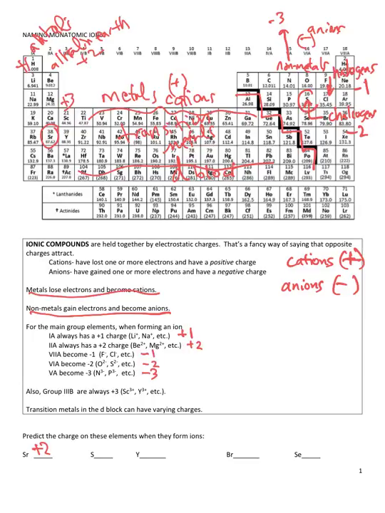Sulfur, element number 16, is a chalcogen. It's a nonmetal. It always gets a -2 charge. Yttrium, element 39, is in group 3B. It's a metal, loses 3 electrons, so it always gets a +3 charge. Bromine is a halogen in group 7A, a nonmetal. It always gets a -1 charge. Selenium, element number 34, is in group 6A, and so it's going to get a -2 charge.